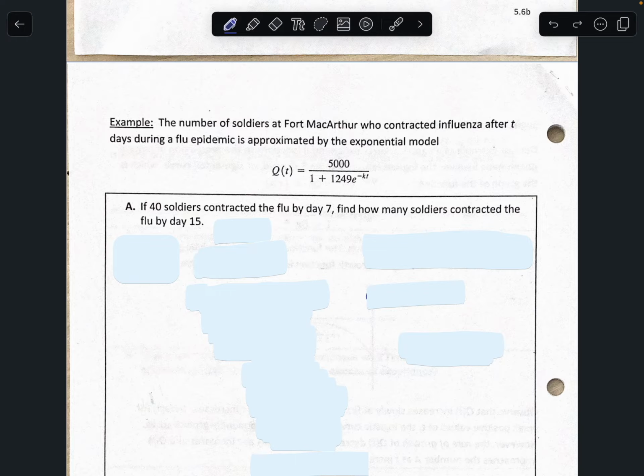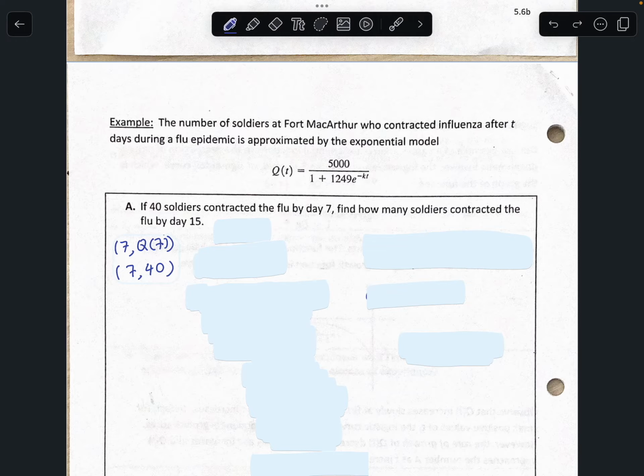But as time goes on, we're hoping that that slows down, because there's less and less people that are going to be able to be infected, and hopefully there is some prevention program to prevent people from getting sicker. So hopefully it's not exponential, that they're going to start plateauing at some point. Okay? So what they gave us is, at day 7, there were 40 soldiers that had contracted the flu. So that is our reference point.